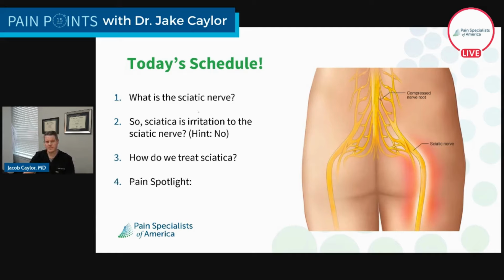And today we're going to be doing a pain spotlight. Normally we do an anatomy spotlight, but today we're actually going to be looking at a specific pathology, and that pathology is lumbar spinal stenosis. And we're going to be talking about a procedure that we can do to treat that problem.